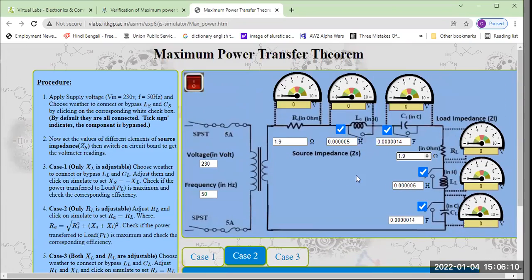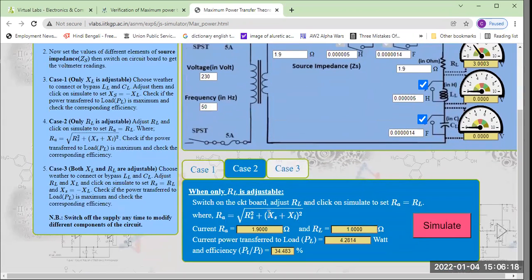Yes. Now you can see RS is 1.9 and RL is also 1.9. Now if I check the efficiency and simulate again, you can see the efficiency is 50%. Okay.